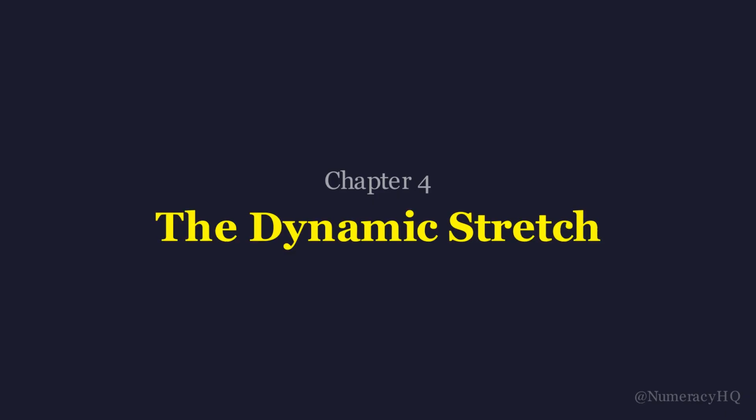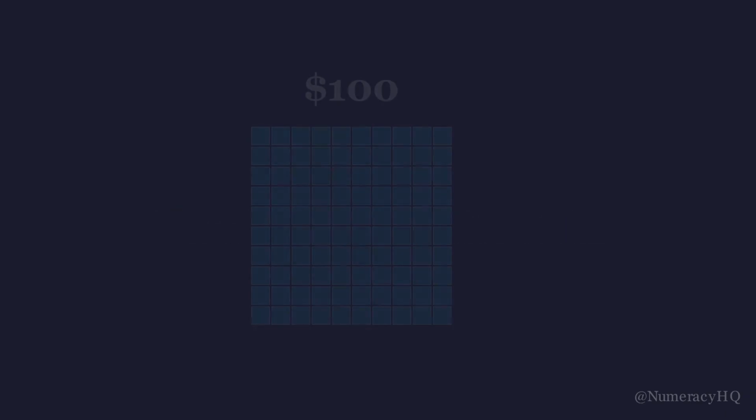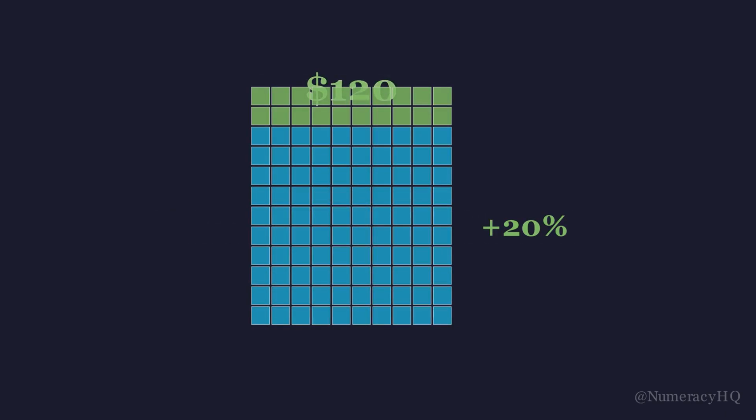Chapter 4. The Dynamic Stretch. Now let's make the grid move. Picture a price of $100 as a grid, where one row of 10 squares is worth $10. A 20% increase simply adds 20 more squares, 2 new rows, and the price stretches to 120.